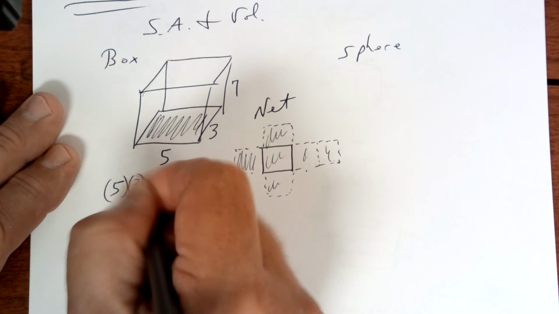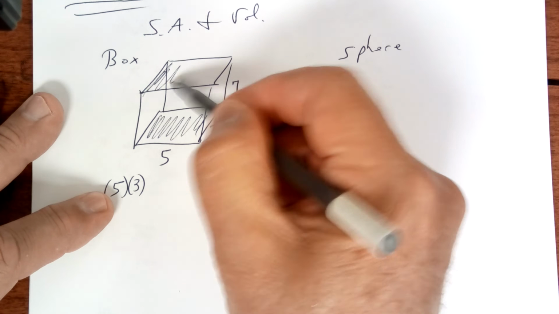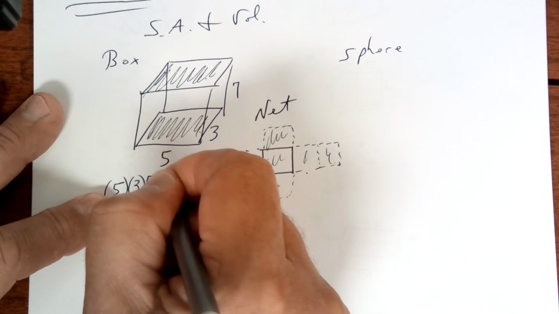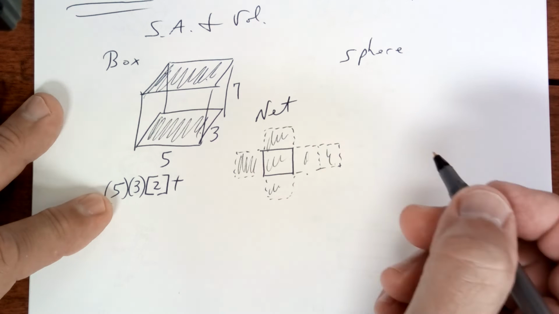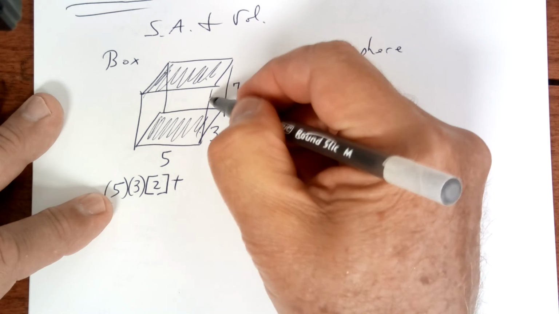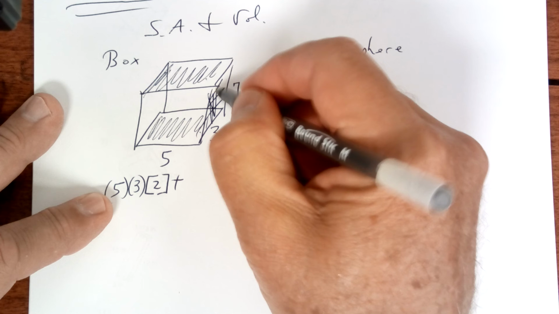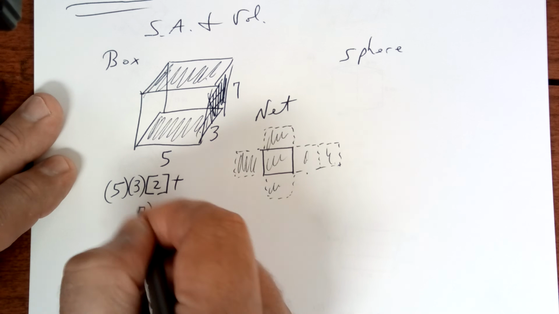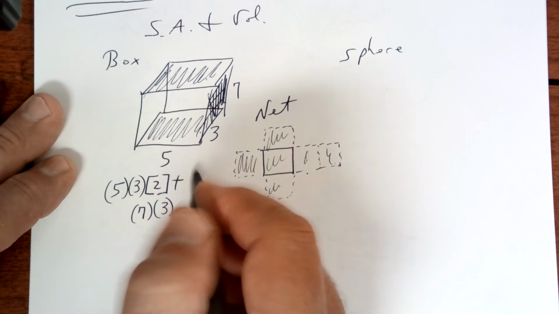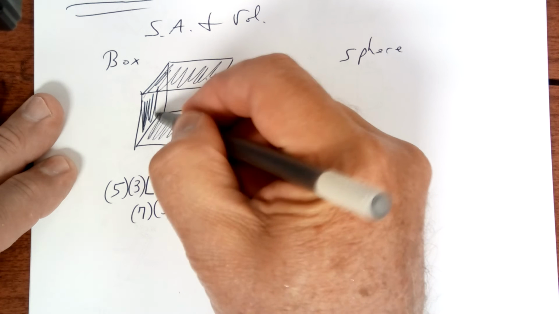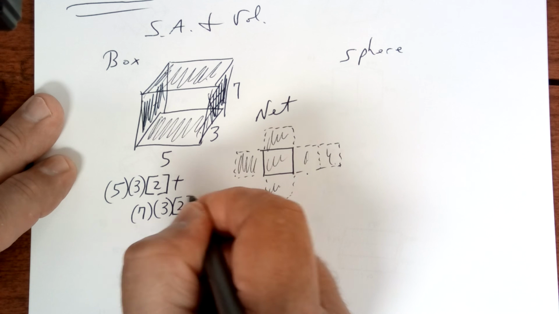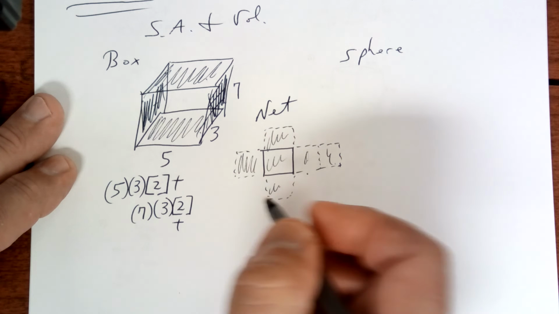And the top is the same as the bottom, so you're going to multiply by 2. Plus, then you're going to do the right side. It doesn't matter what order you do it in. The right side is 7 times 3, but the left side is the same as the right side, so that's going to be times 2. All of these are going to be times 2, and then you got the front.